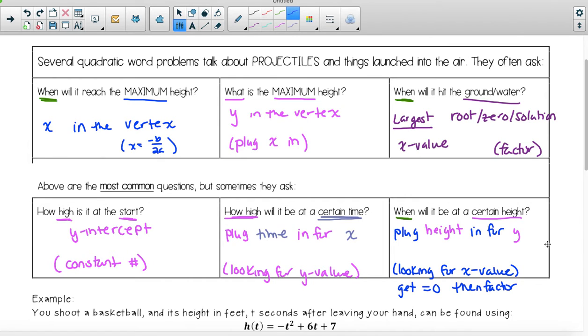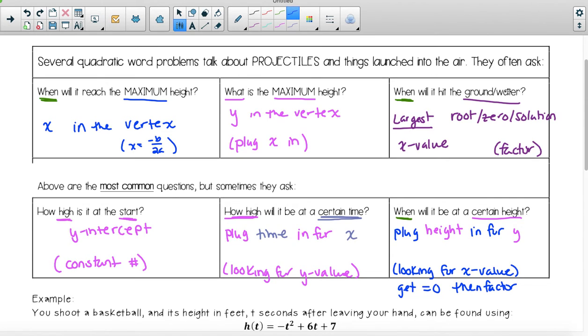So these are the most common questions that they'll ask you, and these are the ways you would find those answers. It's really important that you know when it says maximum, you're really looking for the vertex. So find that vertex by hand. Find the x value, x equals negative b over 2a, because that's the axis of symmetry, and then plug that x value into the problem to find the y value of your vertex. And then just answer the question off of when or what.